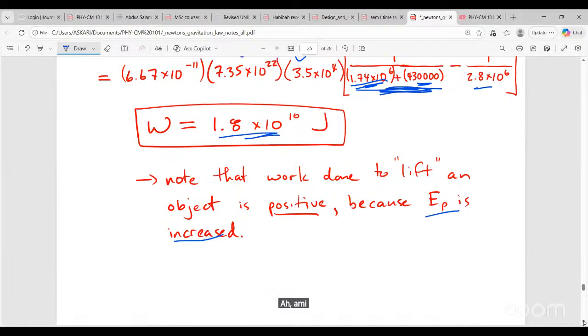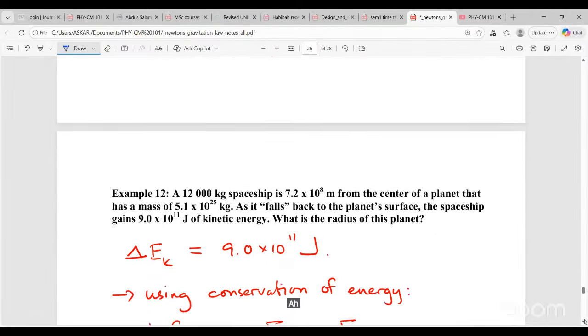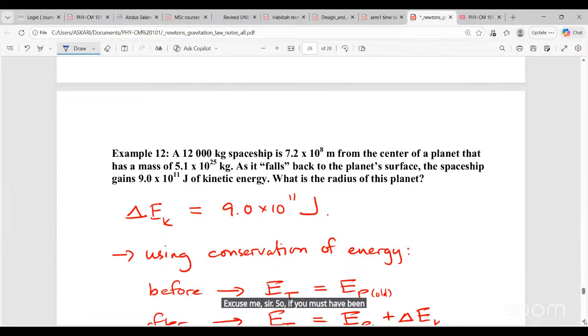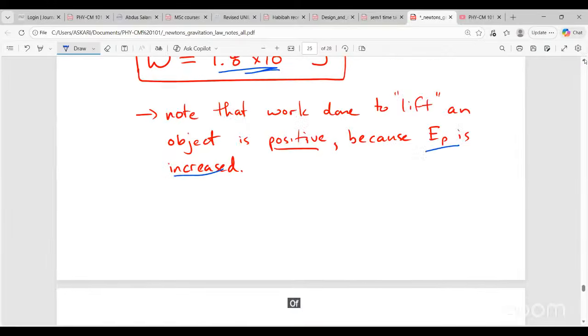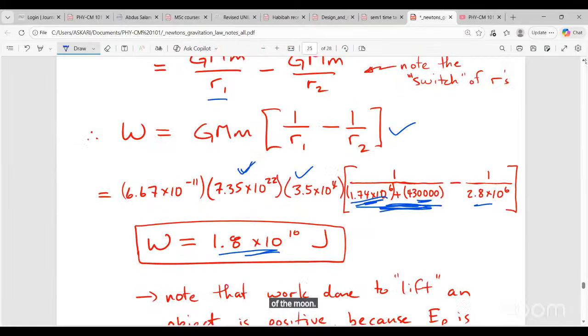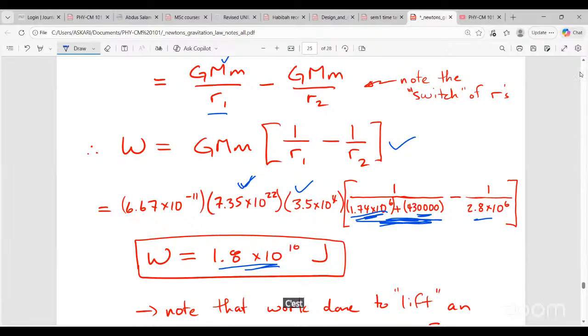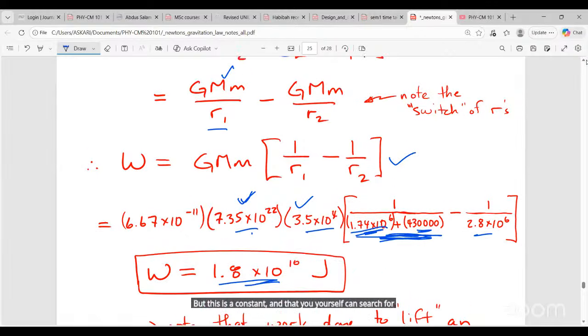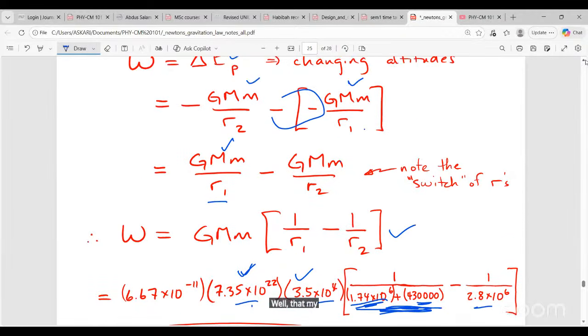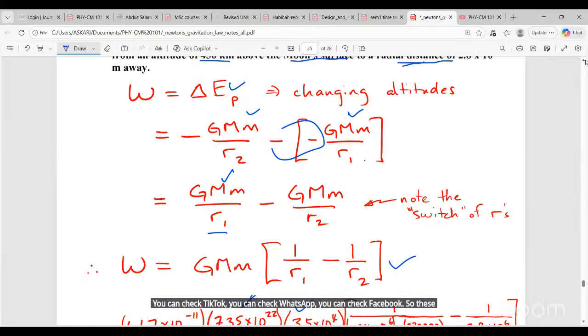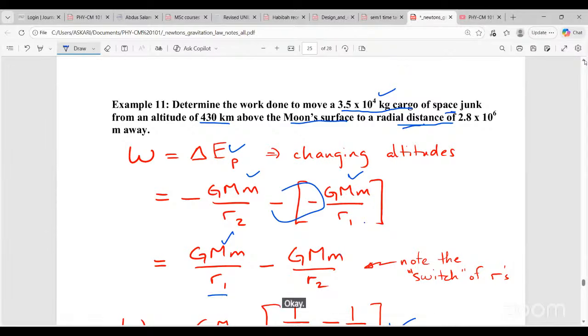Excuse me, sir. Is the mass of the moon given? Yes, it's given. You have that of the mass. But these are constant terms that you yourself can search for on Google. You can check TikTok, you can check WhatsApp, you can check Facebook. These are things you should be able to search for.